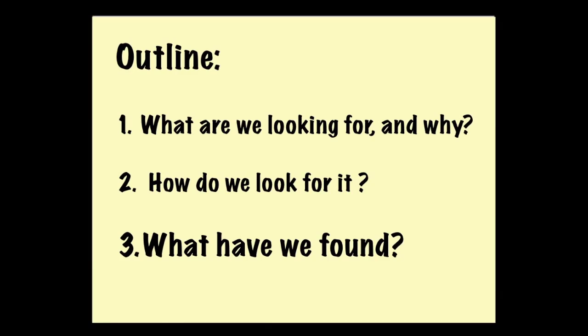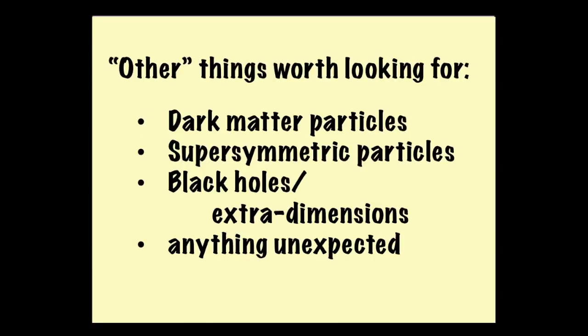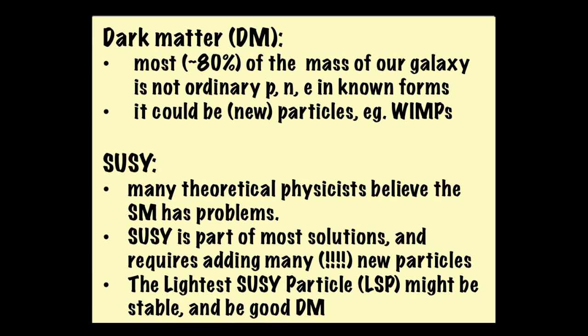Part three. We know what we want to find, this Higgs, as well as dark matter and supersymmetry and black holes. We built this huge machine and this massive detector for lots and lots of money, taking people tens of thousands of person years of time and effort. And what have we found? Well, let's start with those other things worth looking for, dark matter particles and things called supersymmetric particles. You heard about dark matter earlier from Drs. Akrav and Schutt. Black holes and extra dimensions, we've talked about those in the past, not for a while though. And anything unexpected.